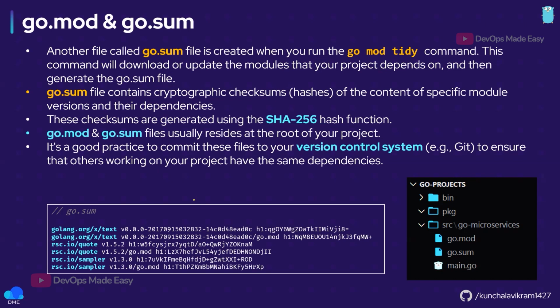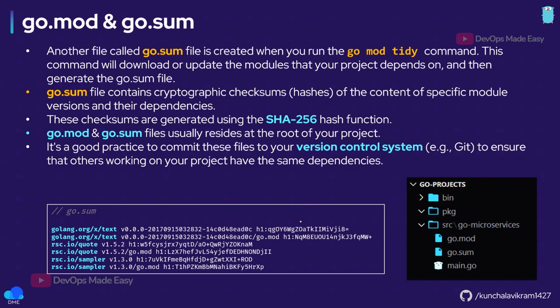So why are these checksums required? Let's say I am developing a Go project, and I have five different dependencies, right? And I have cloned all these five different dependencies. Okay, and this go.sum file is created. So this go.sum file will have the checksums that are just calculated for all the dependencies.